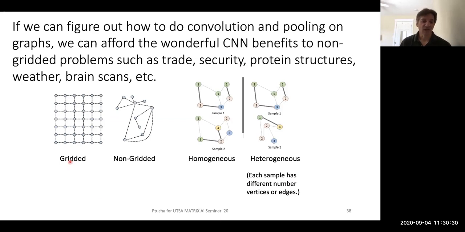So we have our gridded structures, which are great for convolutional neural networks. And then we have the real world, which is not gridded. We have homogeneous samples, which, a fair amount of the world is homogeneous, but honestly, most of the world is just heterogeneous. What I mean by that is that the number of samples can change, the connections can change. No two chemical compounds have the same number of vertices or the same number of edges. So that would be a classic example of heterogeneous connections.